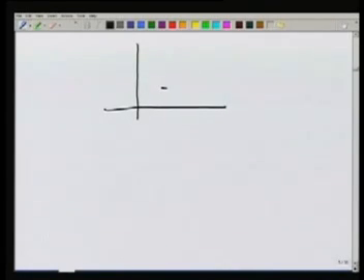Okay, let us say the simple closed curve is this. This point is A, this point is B. R is the inside region, so I choose this direction.